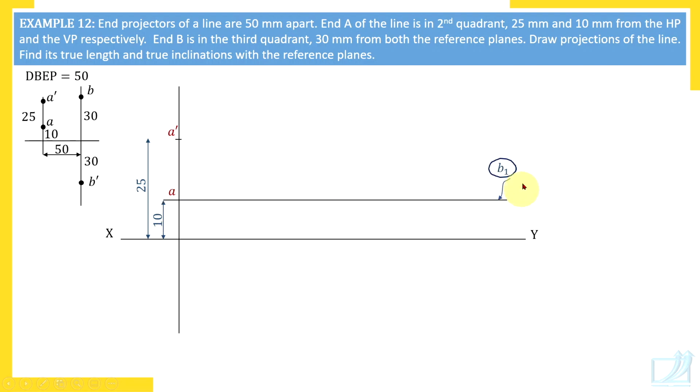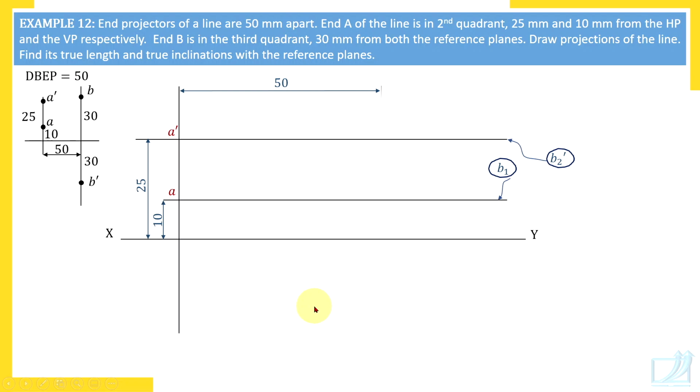Now through A, a horizontal line, B1 is on this horizontal line. Through A dash, a horizontal line, B2 dash is on this line. Now you cannot draw A dash B dash, A dash B1 dash, A dash B2 dash directly because EL, PL, TL are not given. Then what is the information? You have the projector of B at a distance of 50 millimeters from the projector of A. So draw that projector at a distance of 50 millimeters. This line is the projector of B, meaning on this line point B and point B dash lie.